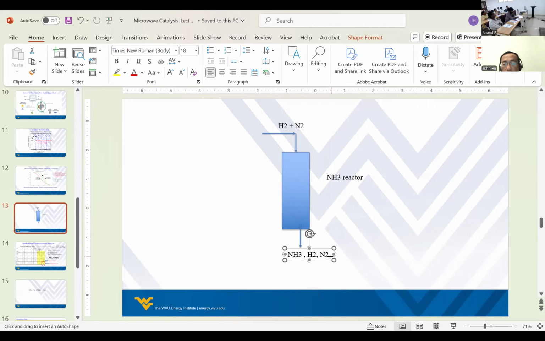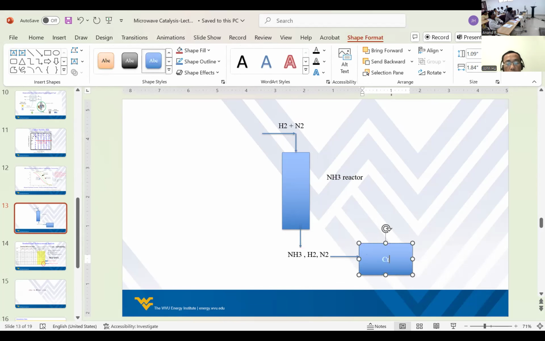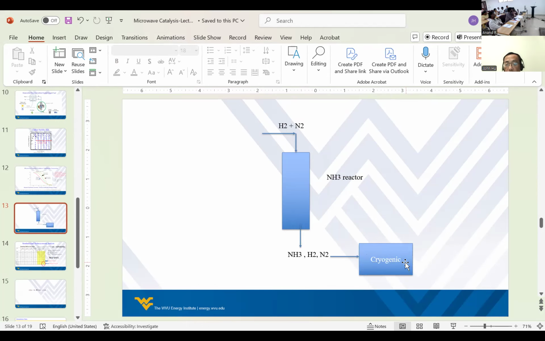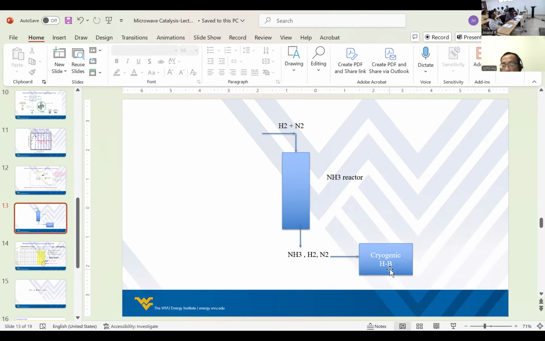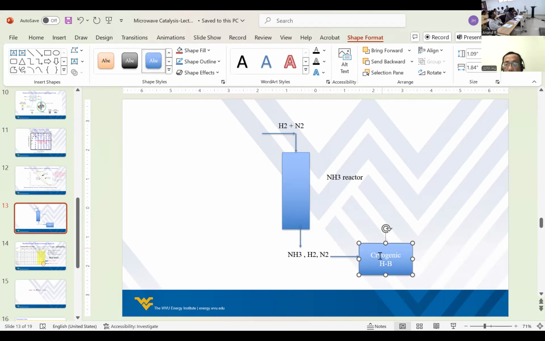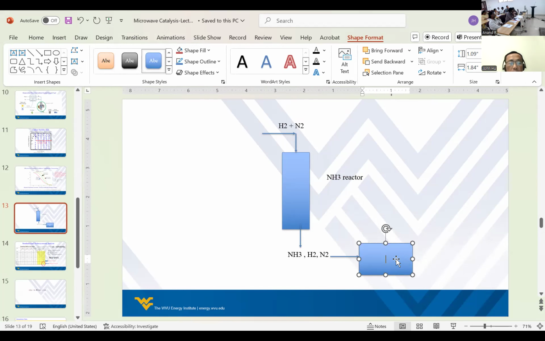So when you go to the separation, traditionally you go to the cryogenic separation. Now with this high pressure, this is the basis of the Haber-Bosch process. Since we lower the pressure, you don't have to go to the Haber-Bosch separation. So we basically eliminate that. We basically use, I would say, a solid solvent.